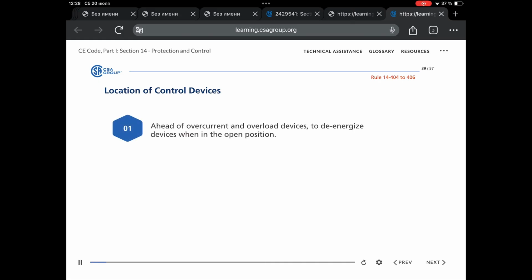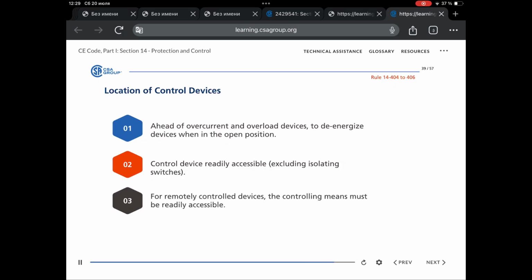In order to prevent any shock hazard to people servicing, replacing, or maintaining overcurrent or overload devices, control devices should be placed ahead of the overcurrent and overload devices. This allows the work to be performed safely, as the circuit will be de-energized when the control device is in the open position. In order to operate controls properly and safely, the control device should be readily accessible without having to overcome obstacles. Isolating switches are exempt from this requirement, as they are used for isolation and not control. If a device is remotely controlled, the controlling means must be readily accessible.